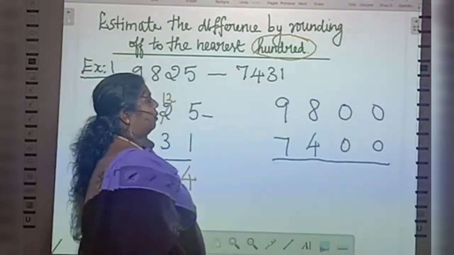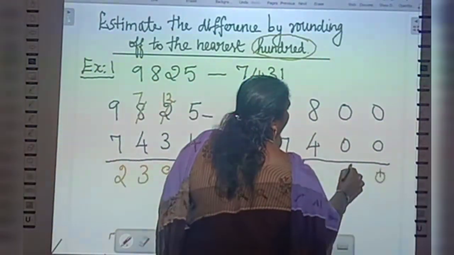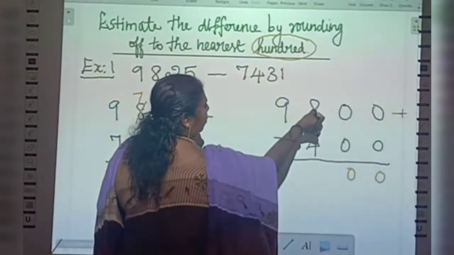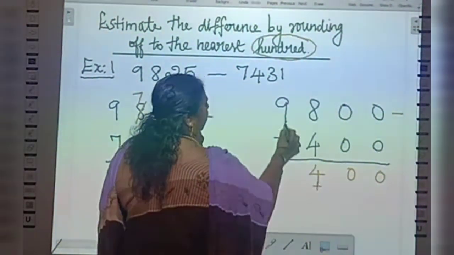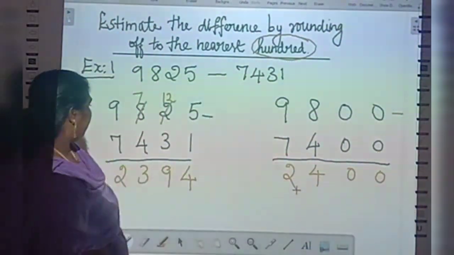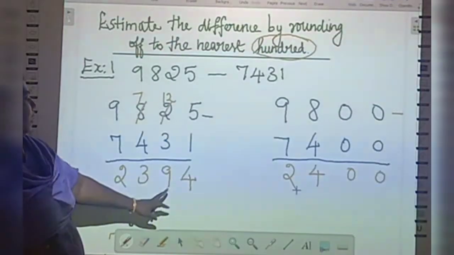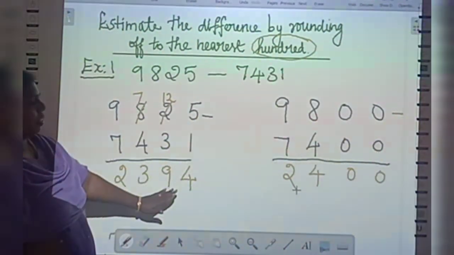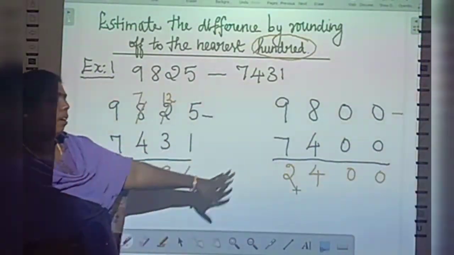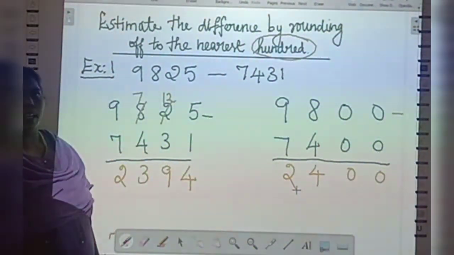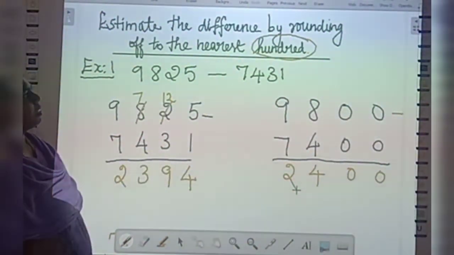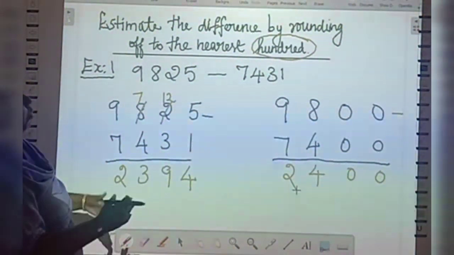Then the estimated difference, subtraction. 0 minus 0, 0. 0 minus 0, 0. 8 minus 4 is 4. 9 minus 7 is 2. That means here 2394 is the actual difference. Then the estimated difference is 2400. Do you understand? This is the actual difference, that is the estimated difference. That is the nearest 100. One more example.